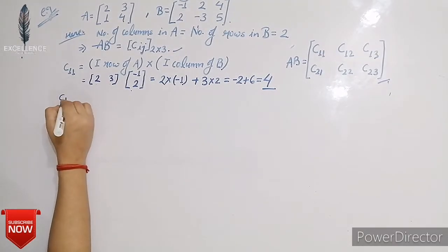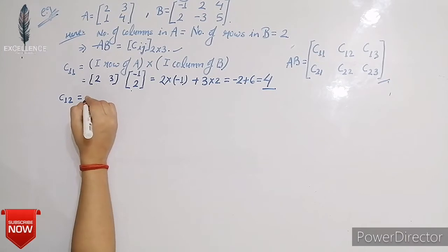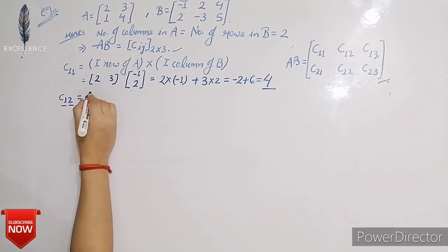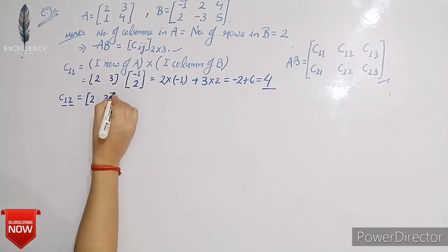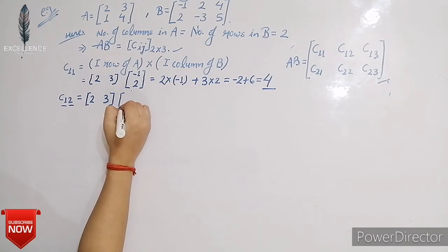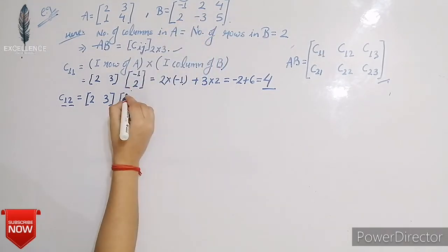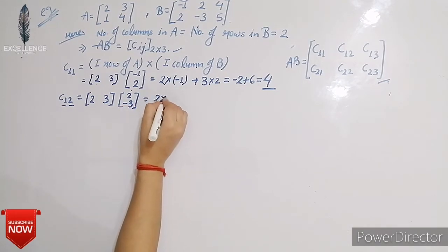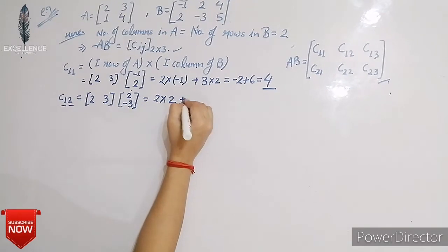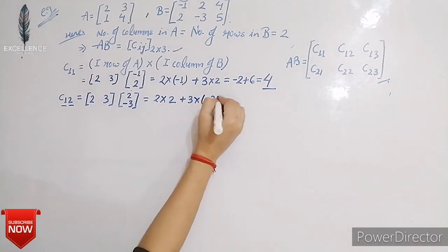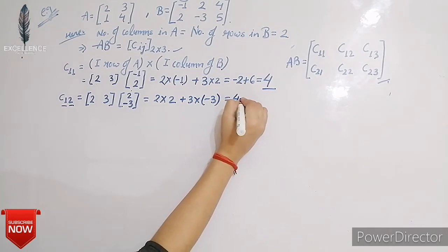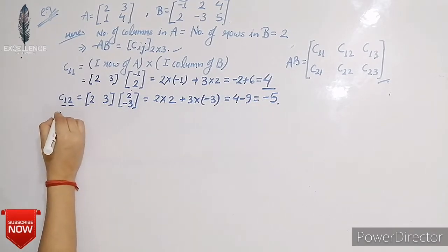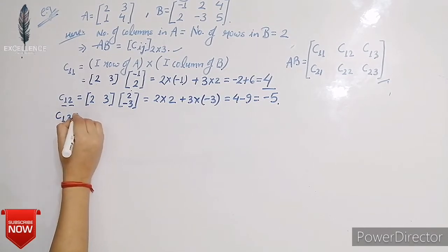Let's see the next, C12. C12 is equal to the first row and second column of B. First row of A is 2, 3 and the second column of B is 2, -3. On multiplying we have 2 into 2 plus 3 into -3, that is equal to 4 minus 9, which is equal to -5.